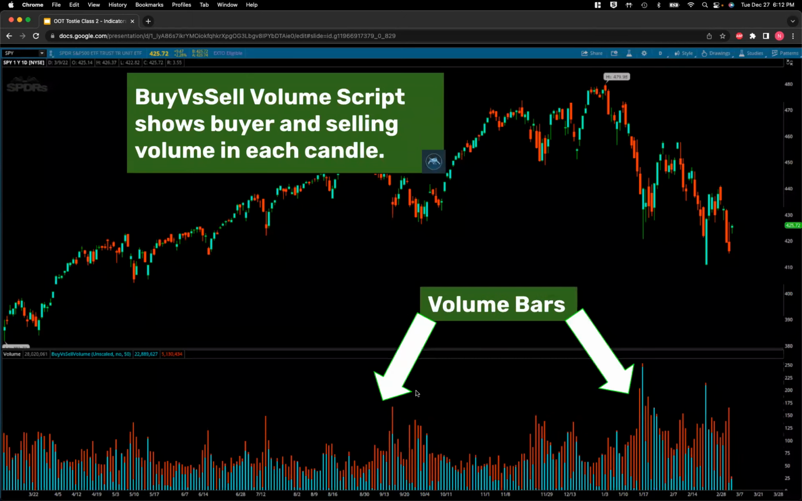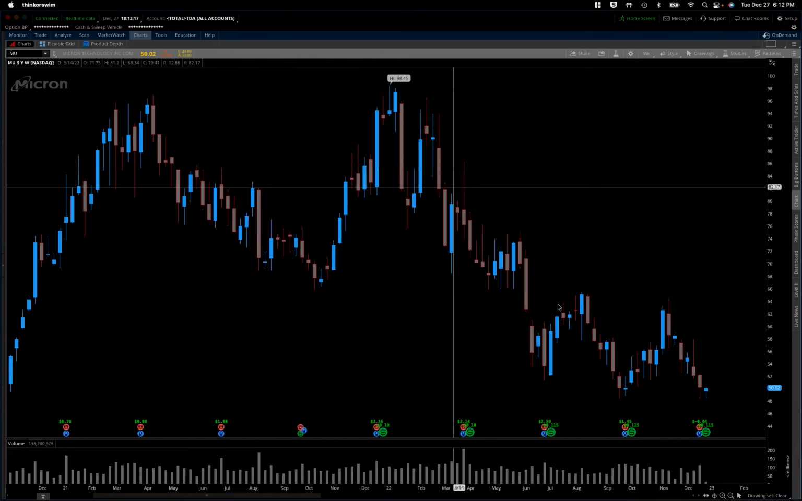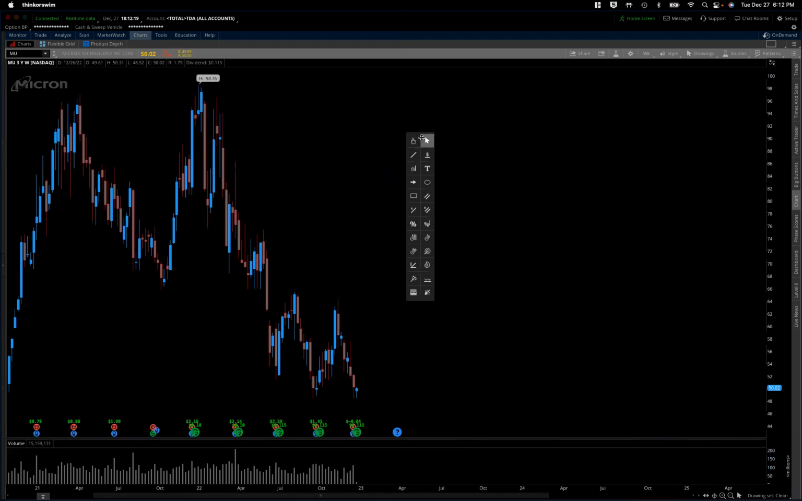And again, these are still the same volume bars. There's no difference. This isn't something that I always use, but just something to keep in mind. And this is posted in the server if you're looking to use it in the Thinkorswim scripts tab. So I just want to talk a little bit more about volume while we look at the charts.